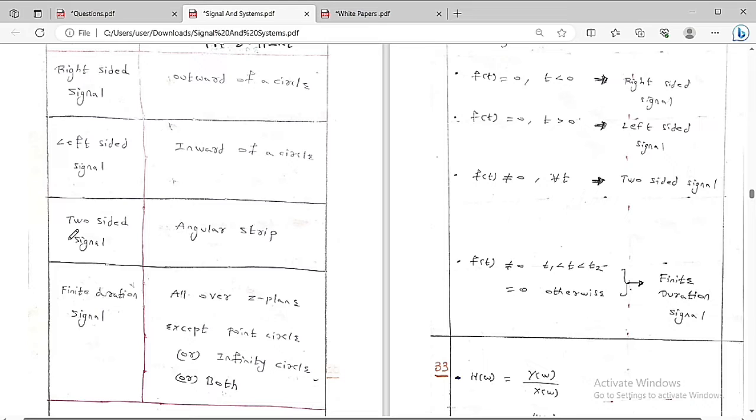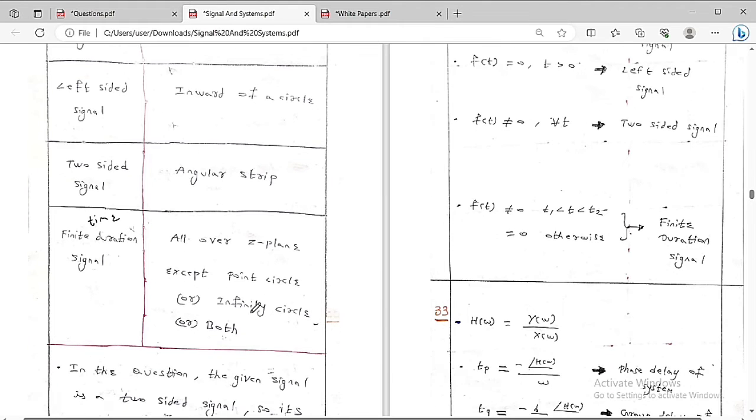If the given signal is a two-sided signal, the ROC is an annular strip. If the given signal is a finite time duration signal, then the ROC can be all over the z plane except the origin, or infinity, or both. So for a finite time duration signal, the ROC can be all over the z plane except the origin circle or infinity circle or both.